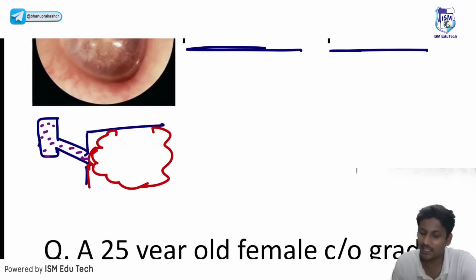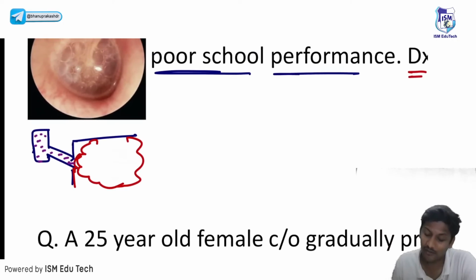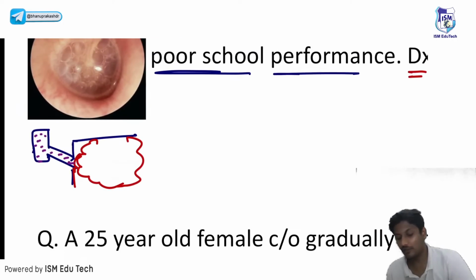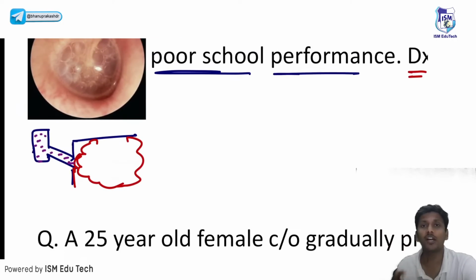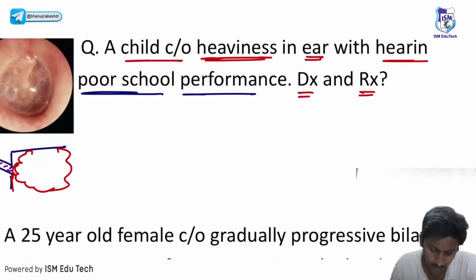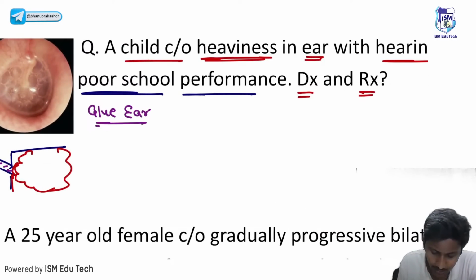Okay, there will be more difficulty for the fluid to travel, for the sound to travel through the fluid. Therefore, the patient will complain of hearing loss because now the vibrations or the sound waves need to travel via the fluid. Okay? So here definitely the diagnosis is glue ear, and this glue ear is also known as serous otitis media. Why serous? Because it is a non-infective condition. Here there is no infection as such.